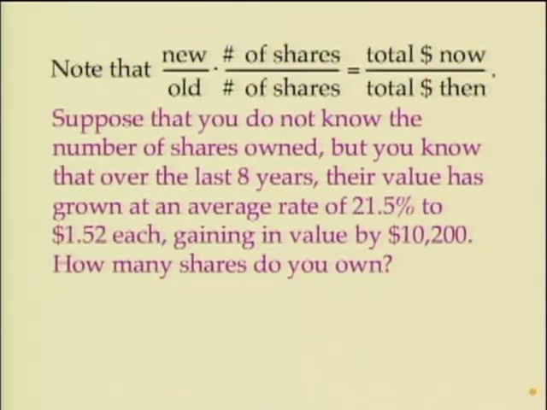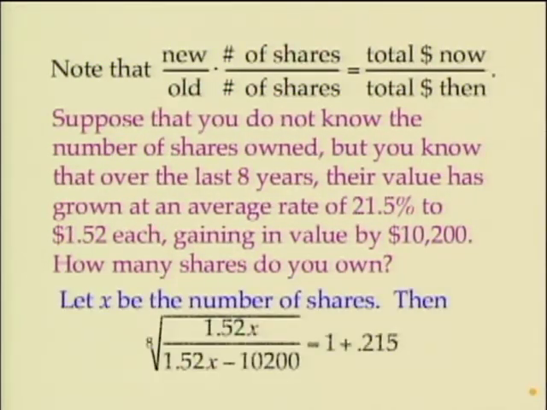Let's say you've forgotten how many shares you have, but you know over the last 8 years that they've grown at an average rate. This time we know the average rate is 21.5%. They're now valued at $1.52 each. And your financial guy, or gal, tells you that they're actually worth $10,200 more now than then. So how many shares do you own? Is that something you've got to go look at? You probably have it in a lockbox somewhere.